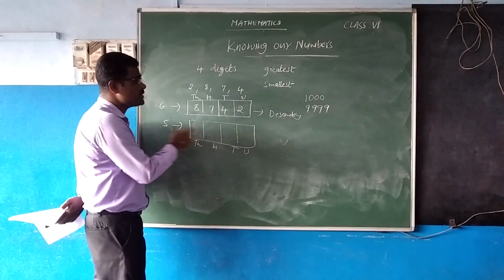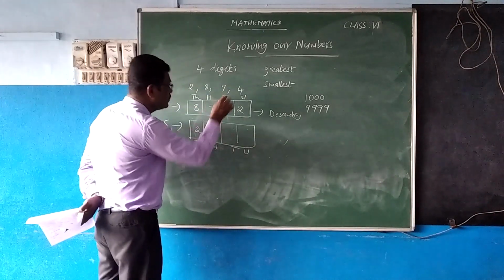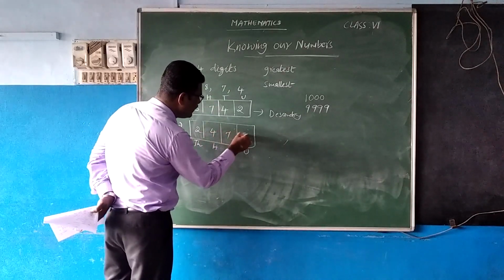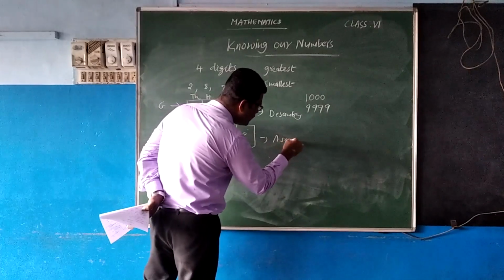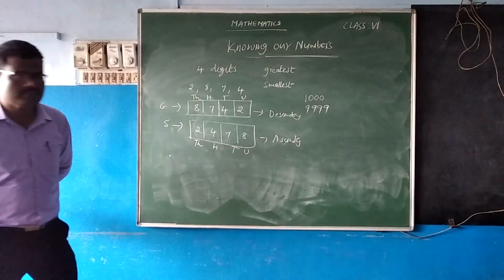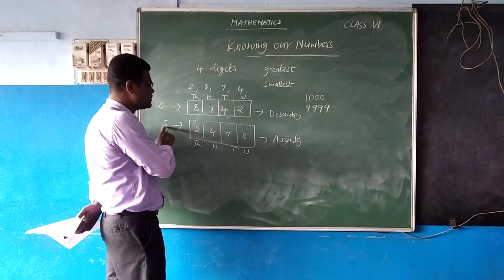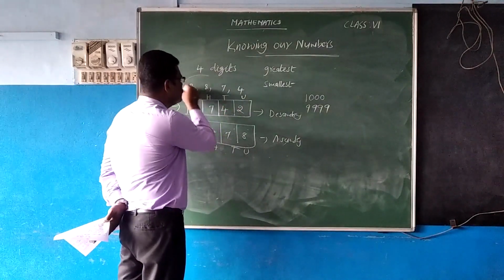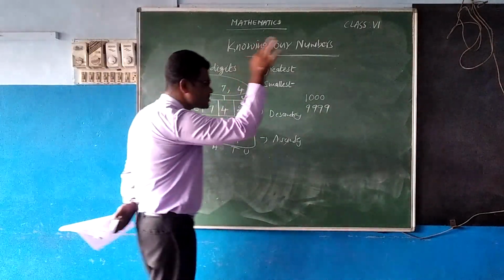The smallest 4-digit number: the smallest number you have to take first. 2, 4, 7, 8. It is nothing but writing the digits in ascending order. Clear? This is the greatest 4-digit number. This is the smallest 4-digit number by using the 4 digits without the repetition of the digits.